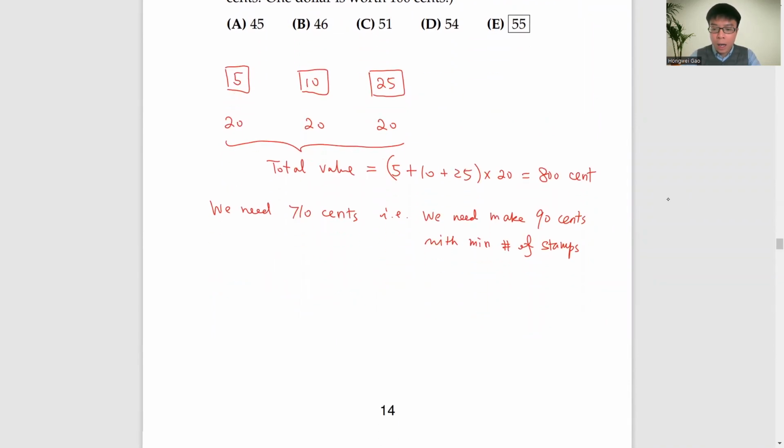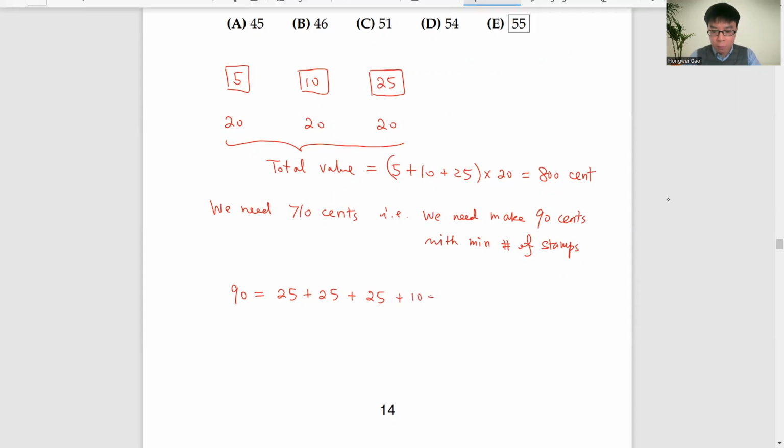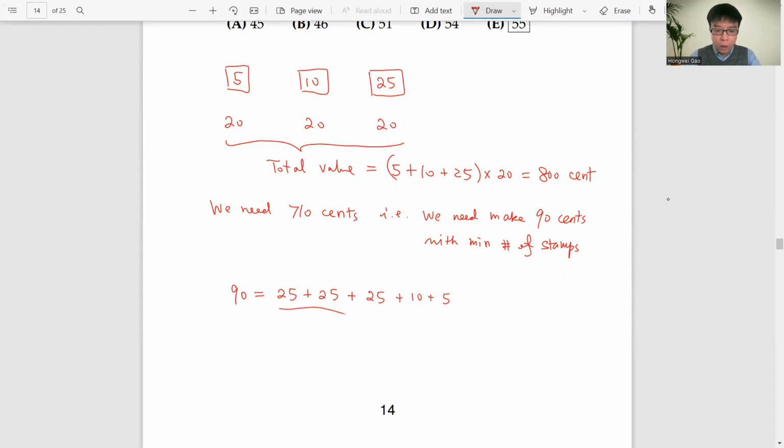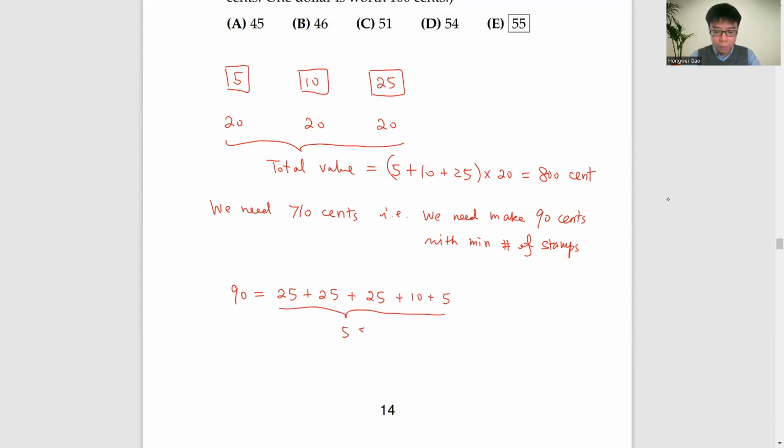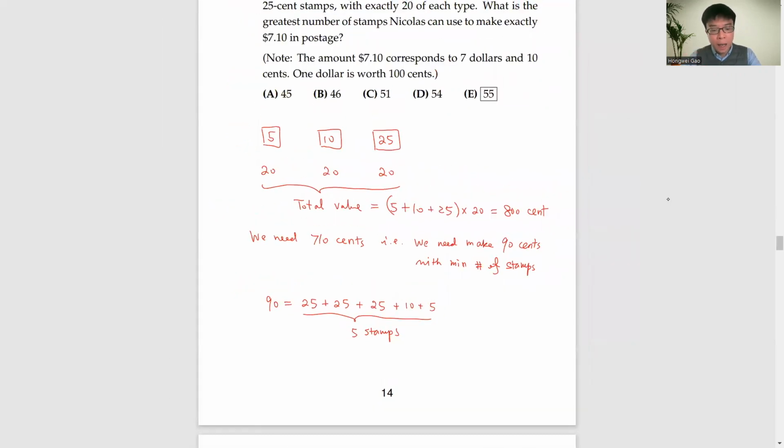So let's see how to make 90 cents with the minimum number of stamps. So we must use the large value as many as possible. So 90 cents, let's use 25 as many as possible to minimize the number of stamps. So it's 25 plus 25. We can use at most 3 25s, which gives 75. There are still 15 cents to be added. So that is basically 10 plus 5. So here we need 5 stamps. That's the minimum number of stamps to make 90 cents.